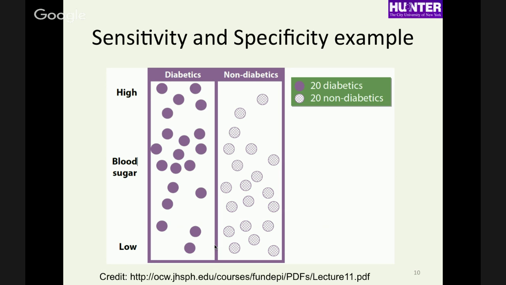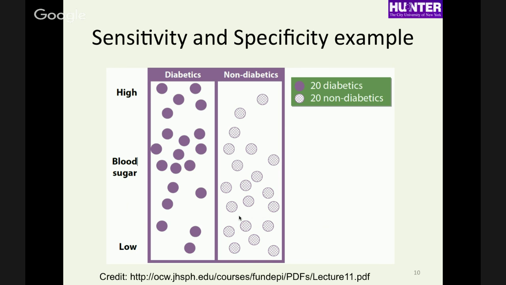So let's take this example. Here's a hypothetical scatter plot. This is more like a dot plot separated into two boxes of what blood sugar looks like after some period of fasting among diabetics and non-diabetics. And what we see here is that among diabetics, there tend to be more with high blood sugar, and among non-diabetics, there are more with lower blood sugar, but there's quite a bit of overlap between them.